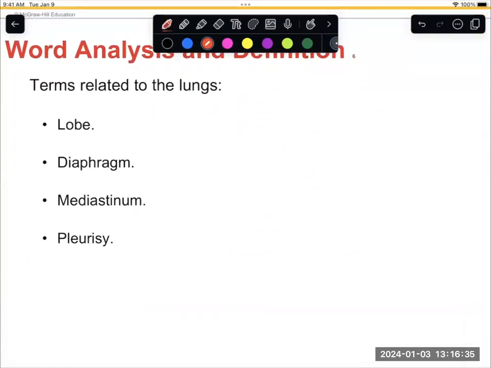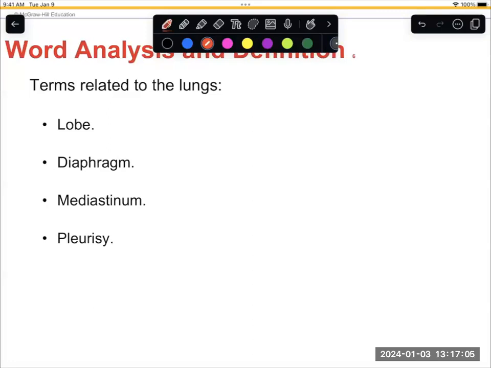Lobe. Each of our lungs is divided up into lobes. Our right lung has 3 lobes. Our left lung has 2 lobes. And our left lung has 2 lobes because the heart also sits more to the left. So that takes up some of that space in the chest cavity, which makes it have fewer lobes than the right, because the right just has more space.